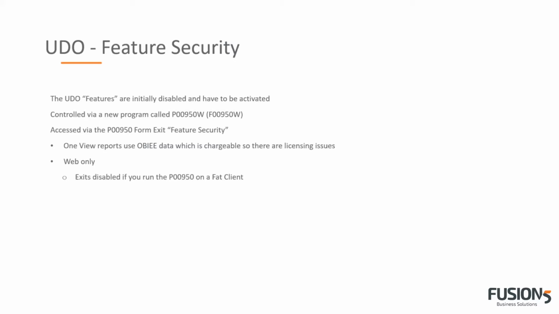But it's not an application. So if you go and type in P000950, that doesn't exist. So you go through form. So go into the 950 and do your form exit, as it said there. Back to the point earlier, the last point is it won't work on your fat client, so web clients only. So if you go and do it, that row exit doesn't exist.